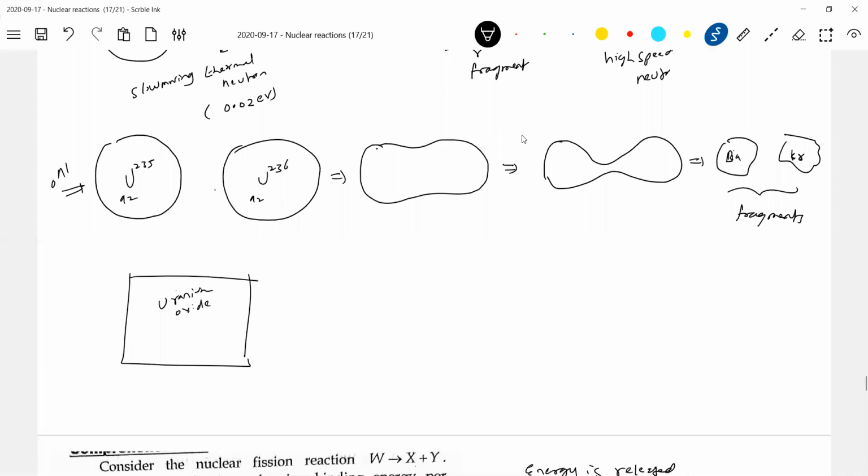Uranium oxide. This was the uranium ore, no? What does it contain? Uranium-238 and uranium-235. What is the percentage of this? It will be around 5% uranium-235 and 95% uranium-238. Which is the particular thing we are using for application? This one. If you go for enriched uranium, enriched means you increase the percentage of uranium-235 in this uranium ore.